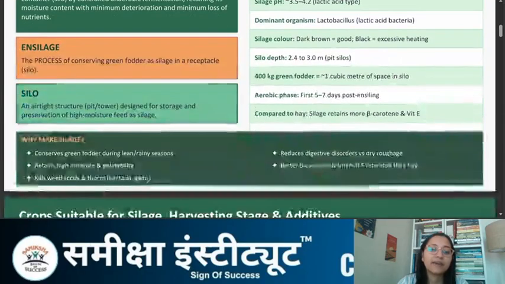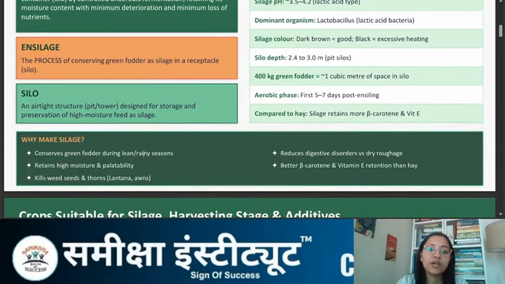Then why do we need to conserve fodder, and why do we need to make silage? Basically, it conserves the green fodder during lean and rainy season. During the flush season, excess green fodder can be converted into silage so that there is no scarcity condition. It also retains high moisture and palatability. Then it kills the weed seeds and thorns. So lantana, awns, etc. can be converted. Basically, it neutralizes all the weed material.